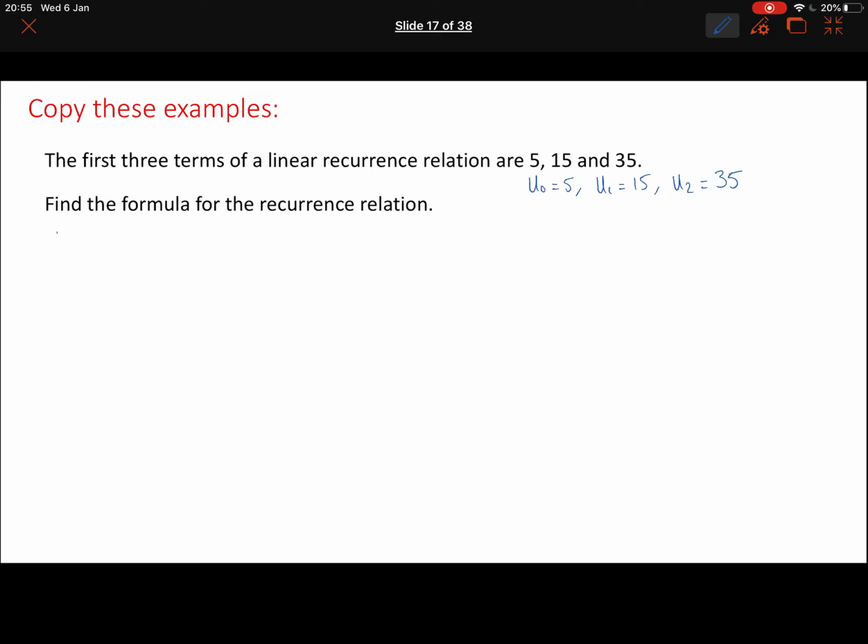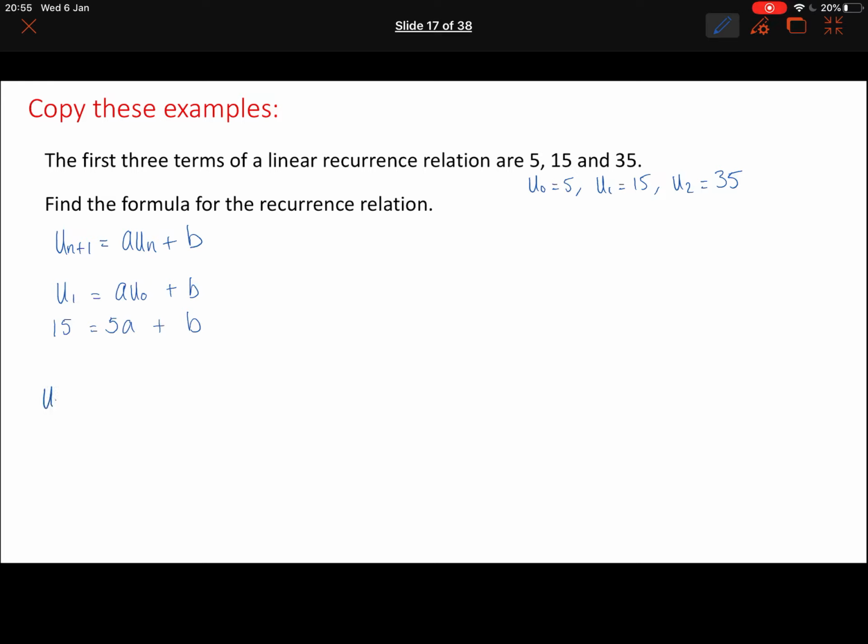So a linear recurrence relation, we know, is given by u(n+1) equals a·u(n) plus b. So we're going to plug in what we know so far. I know that u1 will have come from a times u0 plus b. Now I know that u1 is 15, so I'll put 15 here, and I know that u0 is 5, so I'm going to have a times 5, which I will rewrite as 5a plus b, and that gives me an equation there.